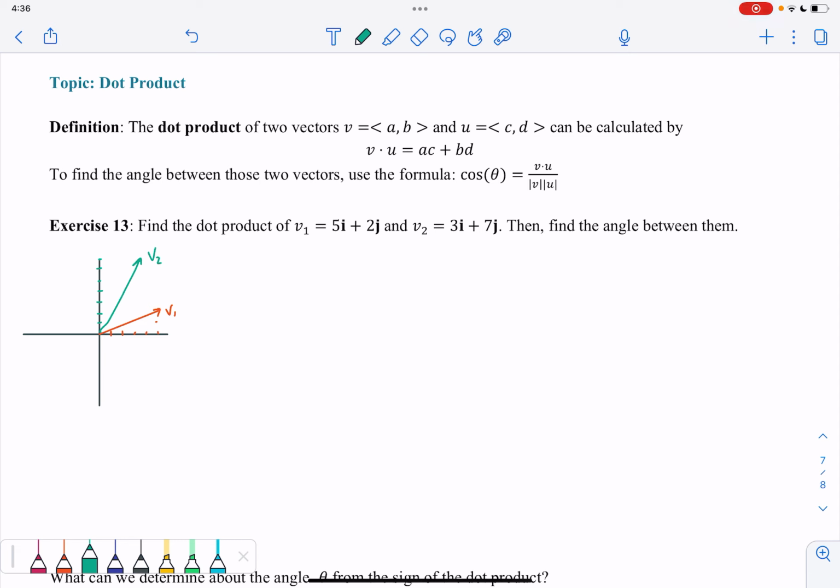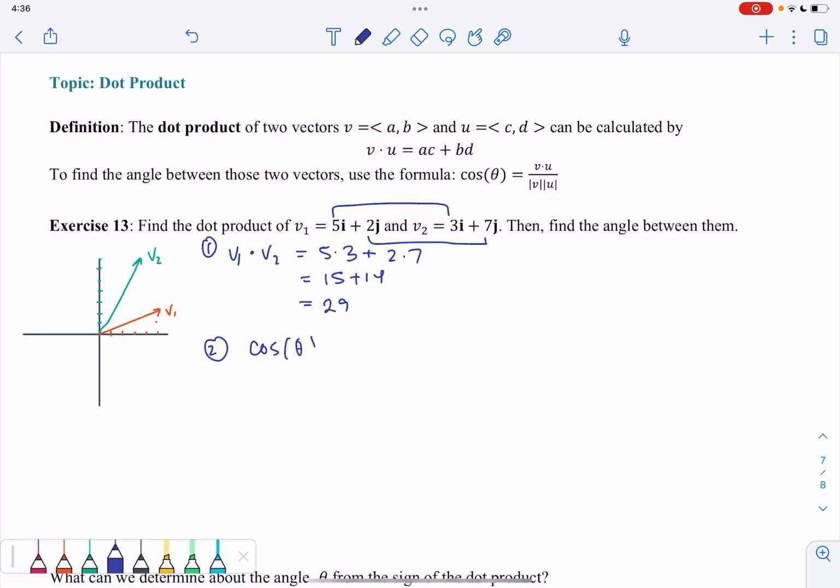Okay, so find the dot product. You want to start with just writing what that would look like. So it's just v1 dot v2. And what is that going to be? Well, it's 5 times 3 plus 2 times 7, which is 15 plus 14, which is 29. So there's my dot product. And then it says, okay, now find the angle between them.